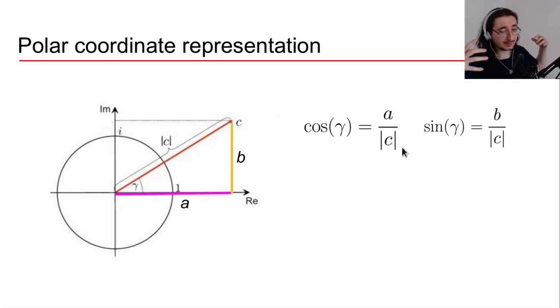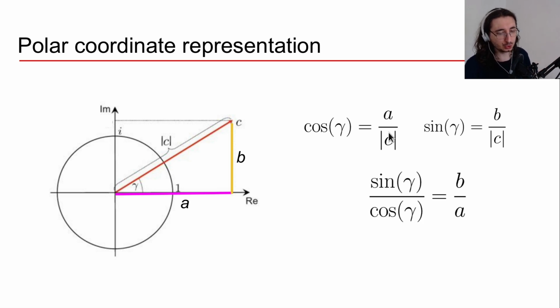Well, we can, for example, divide the sine by the cosine of gamma, and then obviously divide this guy by this guy. And if we do so, we end up with this formula here. So we have sine of gamma divided by cosine of gamma, which is equal to B divided by A. And the absolute value of C has been cancelled out, right?